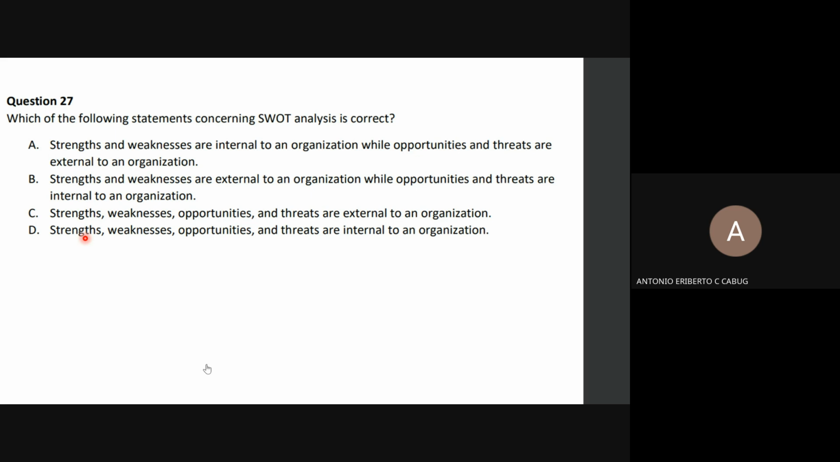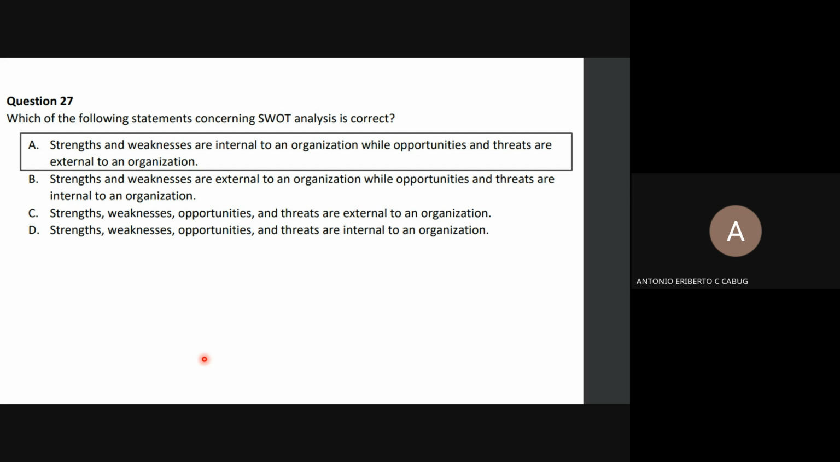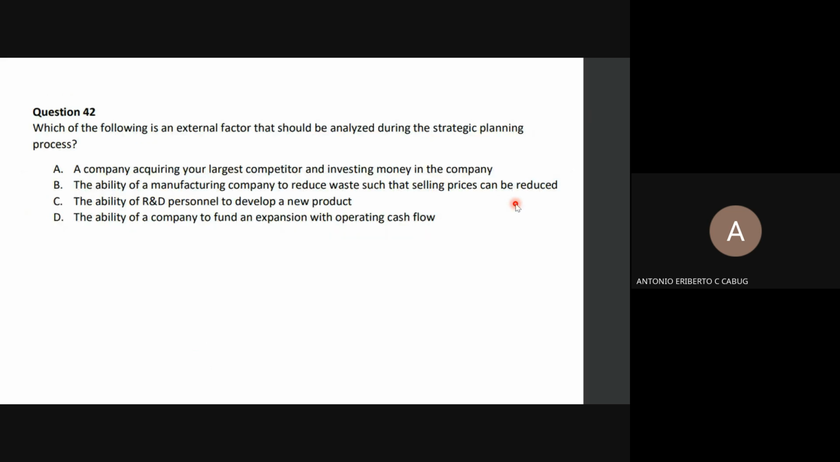Which of the following statements concerning SWOT is correct? Enter your answers, please. Okay. So the correct statement here is A. Strengths and weaknesses are internal, opportunities and threats are external. What about this one?